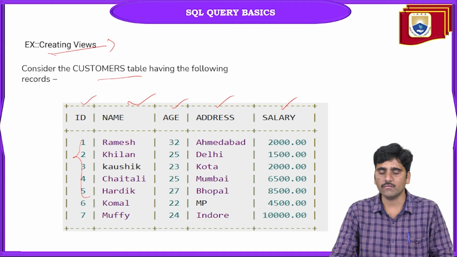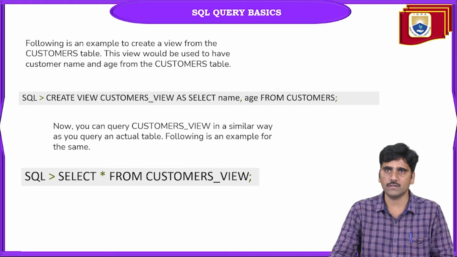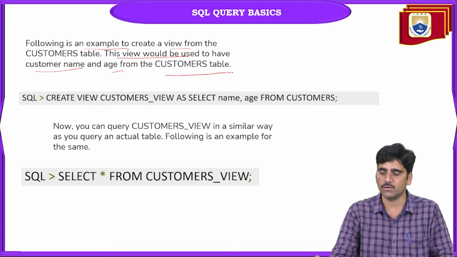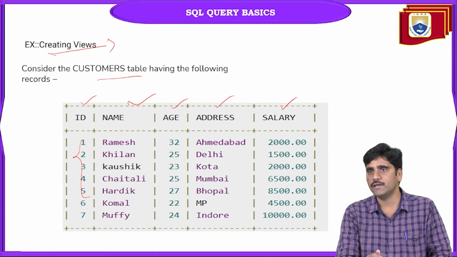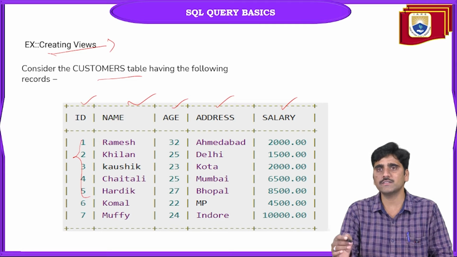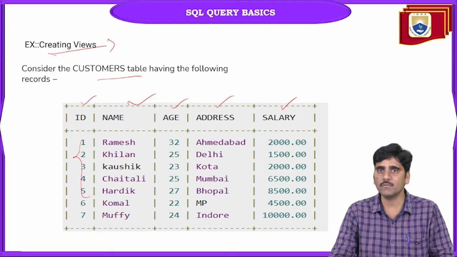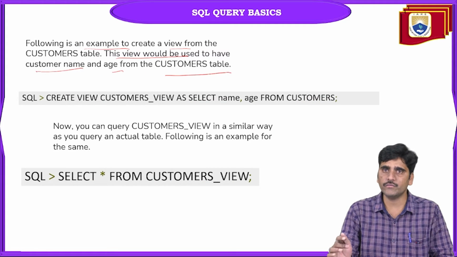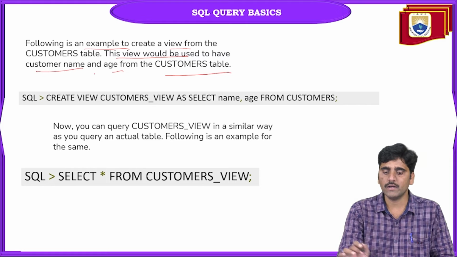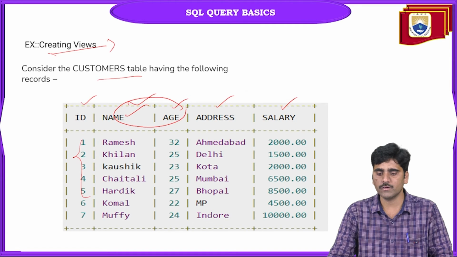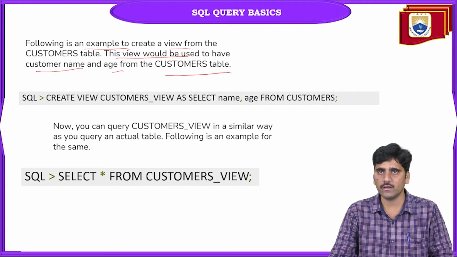So with this table, how are we going to create the view? See here. The following is an example to create a view from the customer table. This view would be used to have the customer name and age from the customers table. Here we can see ID, name, age, address, salary. These are all the attributes of the customers table. But now I am going to create a view for customer name and age, only for these two columns, only for these two fields.